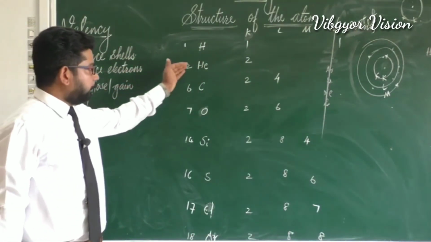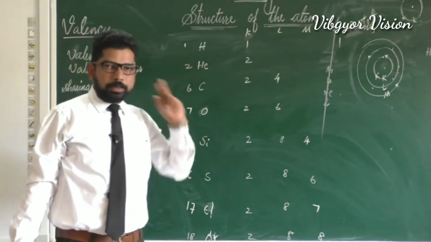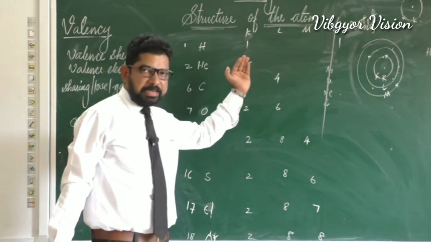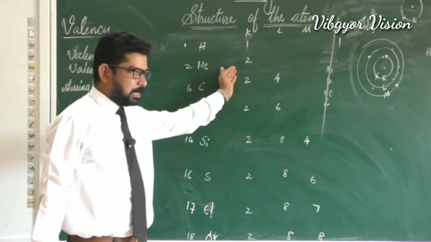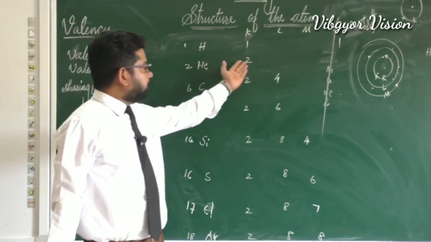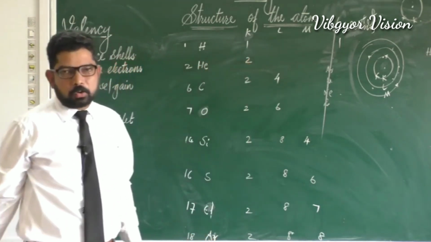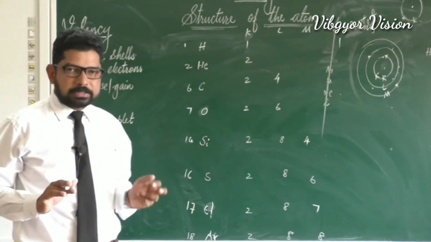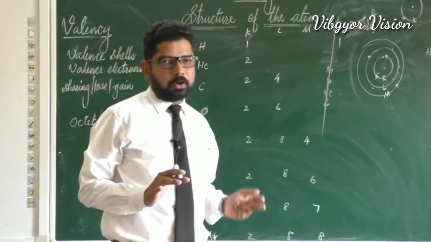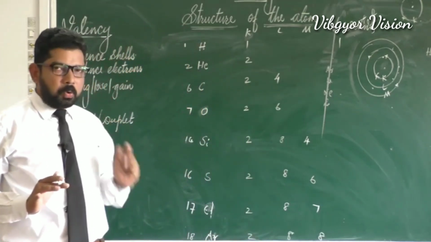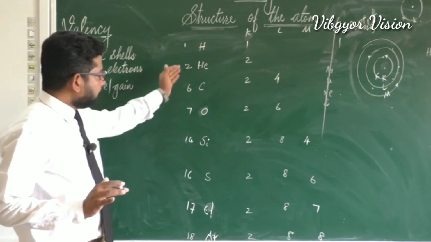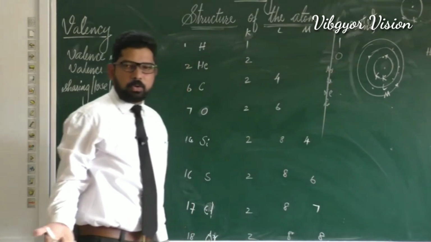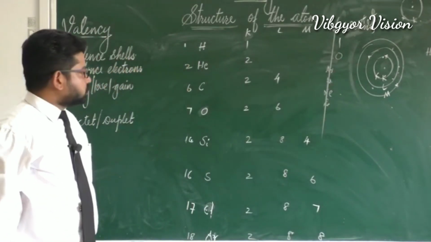Now let us come to helium. What about helium? Helium atomic number is 2 and there are 2 electrons. In which orbit can it accommodate 2 electrons? It can accommodate in K shell. As there are 2 electrons, they are stable. There is no need to do any arrangement, no need to share any electron, no need to gain or lose any electron. So what will be its valency? Its valency will be 0.